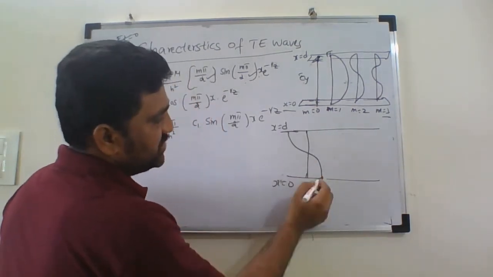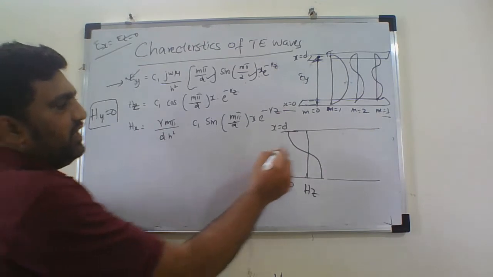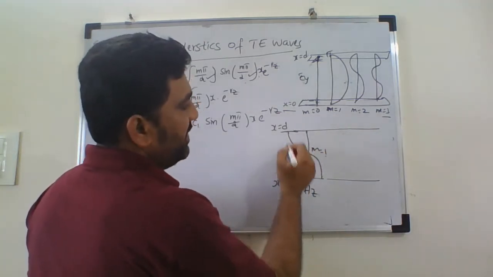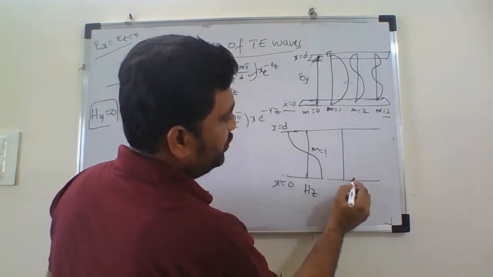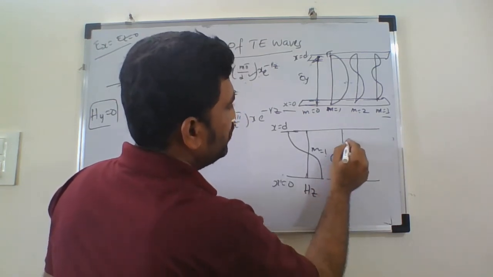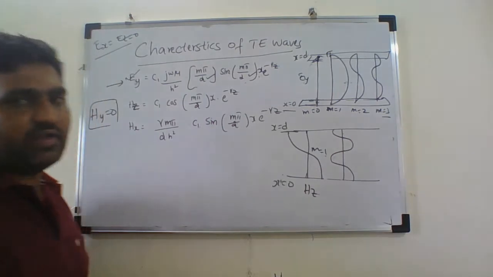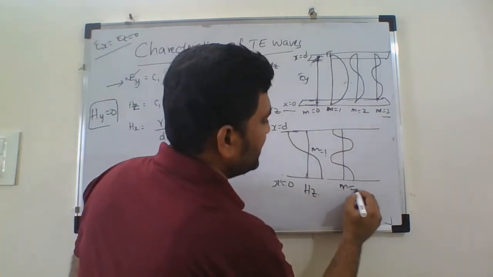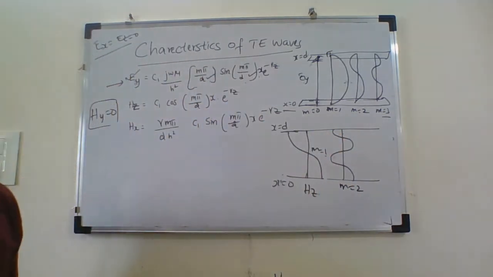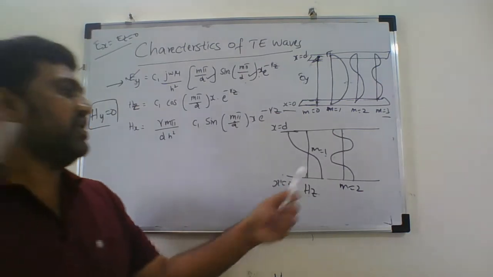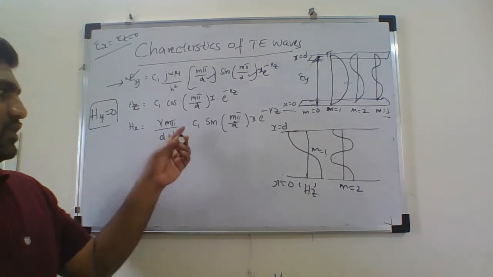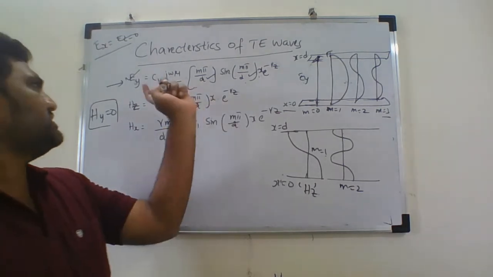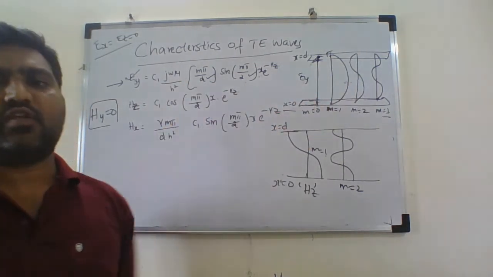Again, this is just one cycle. Remember, if m is equal to 1, there will be one cycle like this. If the m value is equal to 2, I will get two variations inside the waveguide like this. So the field pattern is cosine here, for Hz. Hz varies as a cosine function, whereas Ey varies as a sinusoidal function.